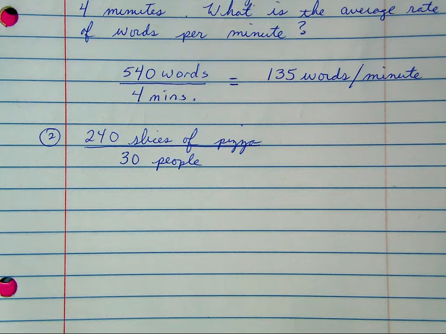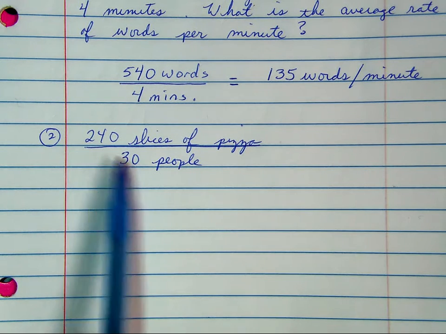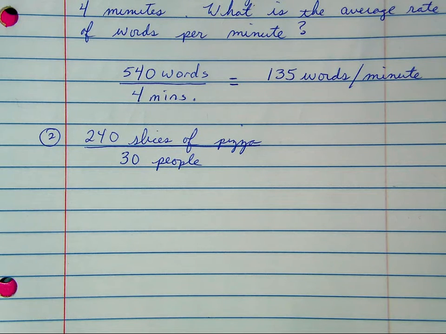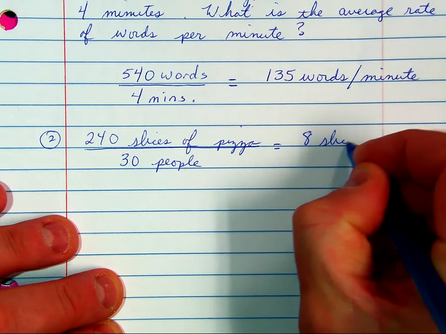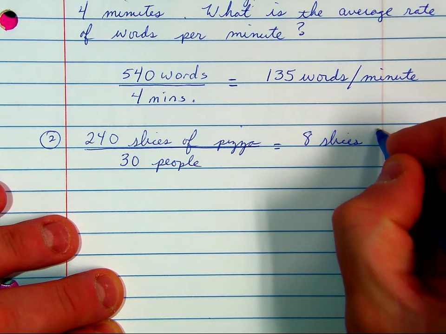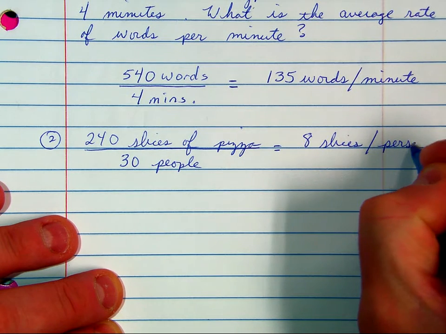Well, you take your calculator, which you probably don't need, but you would do 240 divided by 30, which is what, Jack? 8 slices per person.